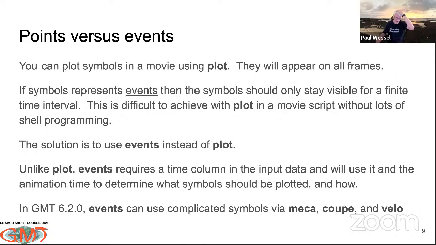So the solution to that is a program called events that is similar to plot, but it takes a time column as well and options so that we can only plot the events that should be visible for a given time. And from 6.2 onwards, events can also plot some of these very complicated symbols that you see today, such as Mecha and Coop and Velo.